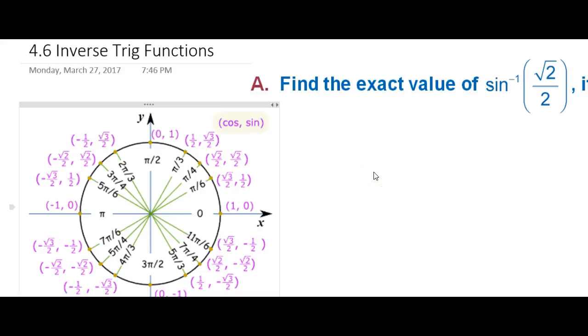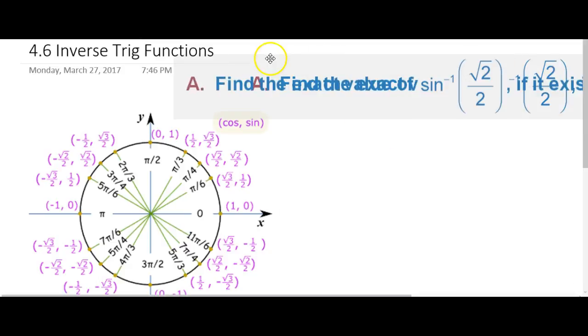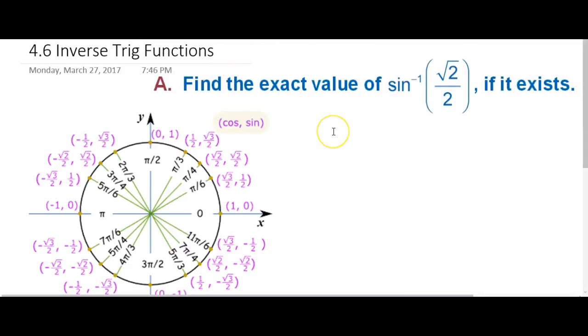In this lesson, we're going to be looking at inverse trig functions. And this question is asking us to find the exact value of the inverse sine function of the square root of 2 over 2, if it exists.